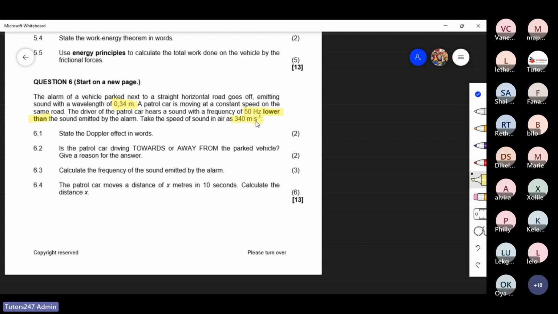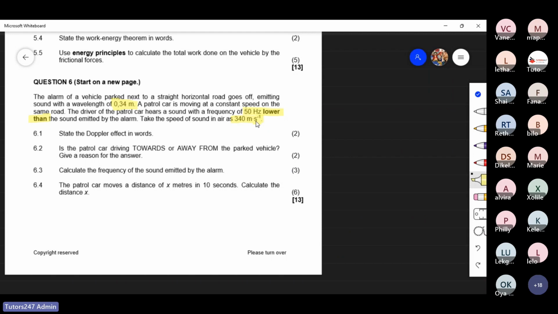Now, as this patrol car passes or moves away, we do not know as yet. We don't know what the situation is, whether it's moving towards or away. So whatever is going on, as this patrol car is moving in whatever particular direction, it is detecting a frequency 50 hertz lower. So let us go back to what we originally said. We mentioned that if the object is moving towards, it's going to detect a greater frequency. If the object is moving away, it's going to detect a lesser frequency.